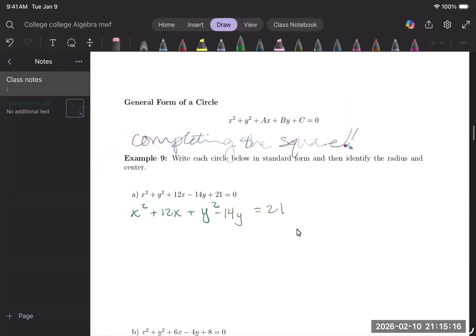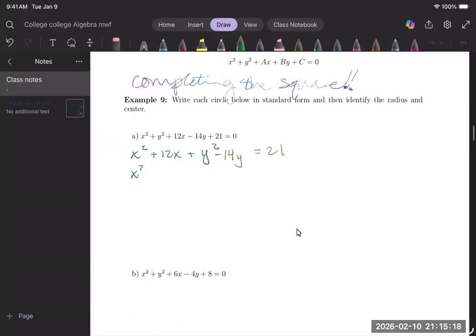Now I'm going to create my little skeleton. x squared plus 12x plus blank. I'm going to put parentheses around it just so that I get that extra emphasis: that's x's, this is y's. So if I added 2 blanks on the left, we have to add 2 blanks on the right. Good.